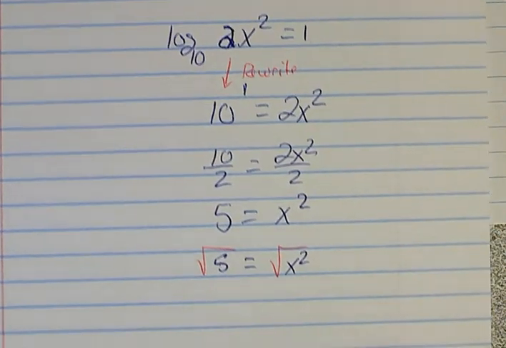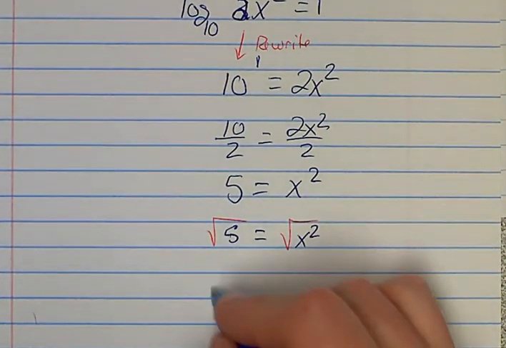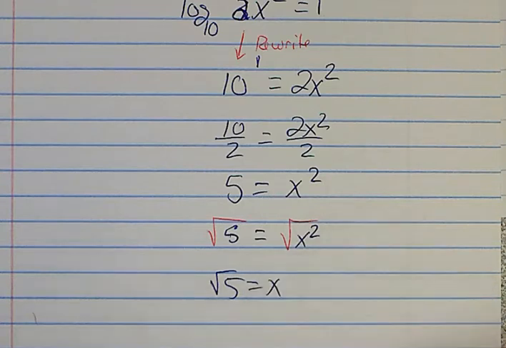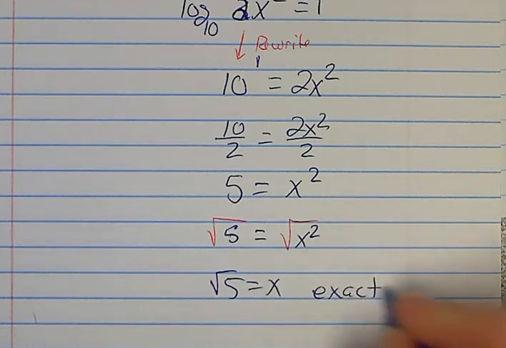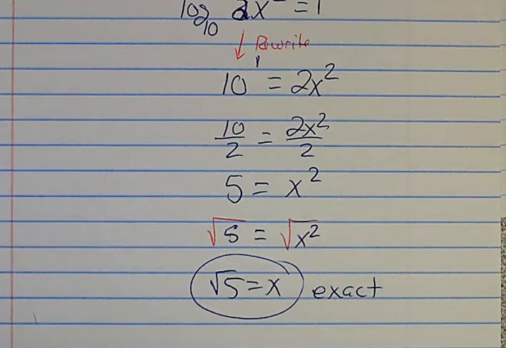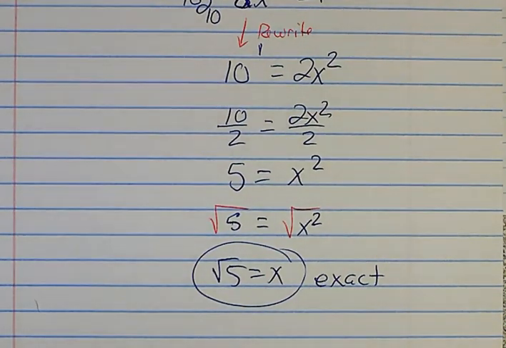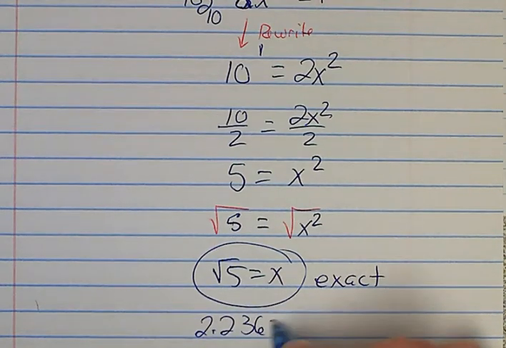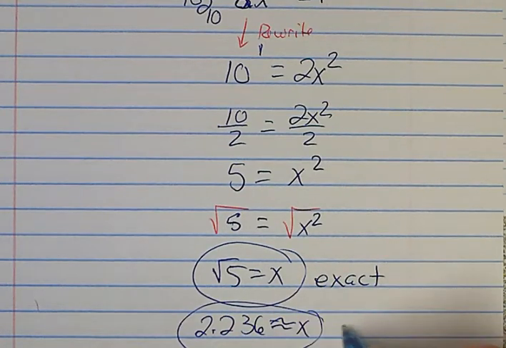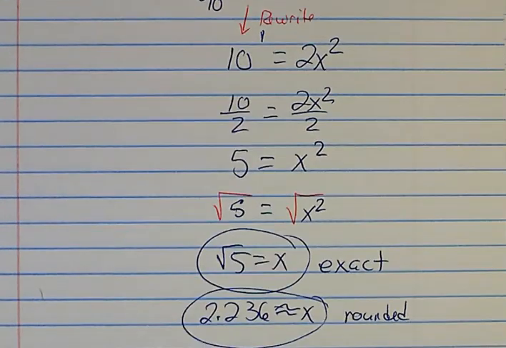Alright, so square rooting it, you get the square root of 5 would equal x. And again, if they ask for an exact answer, that would be an exact answer, and we're not going to do the plus or minus, just one answer for this one would be okay. If they ask for it in decimal form, you'd actually take the square root of it. That'd be like 2.236.